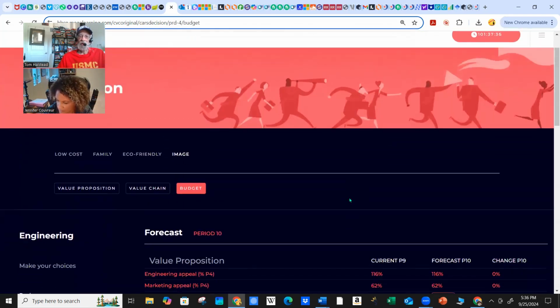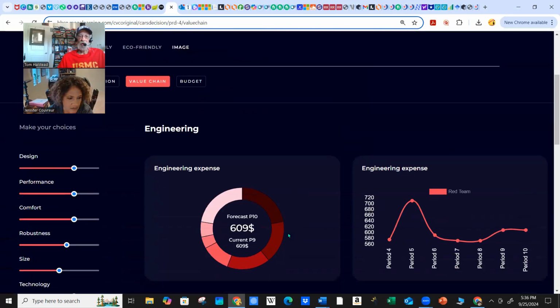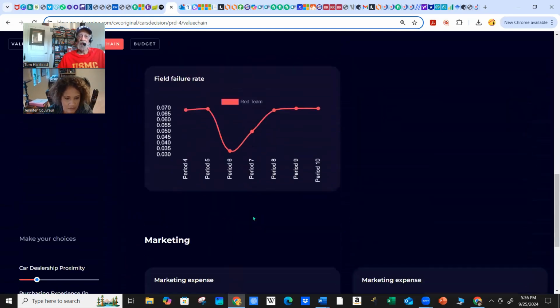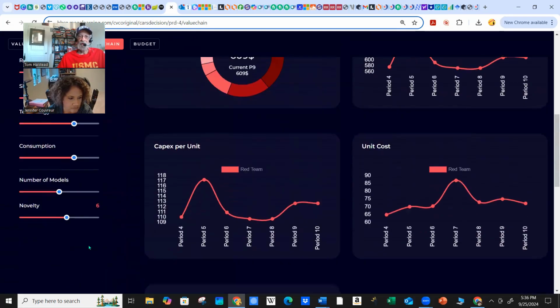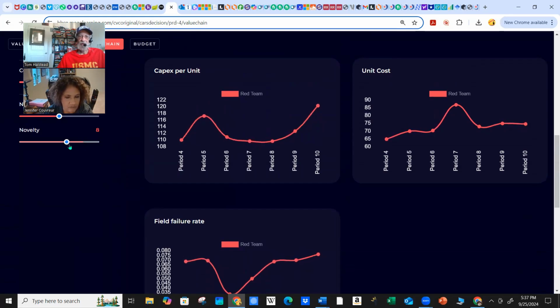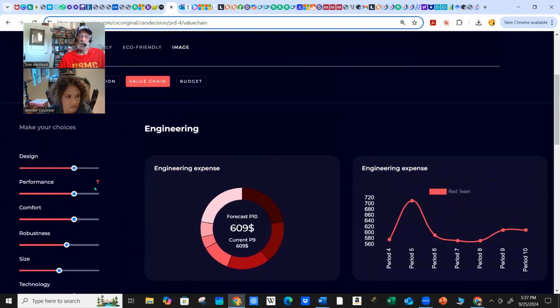So as you go through each one of these lines, you go through first the value proposition on the sliders, then on the value chain, it connects you to what the budget is and what happens to your capex and cost per unit, and then in marketing also. And as you put more novelty in, you'll find like the failure rate was low, but then became high because they did a lot more novelty. You can see that increases, and so does your capex.